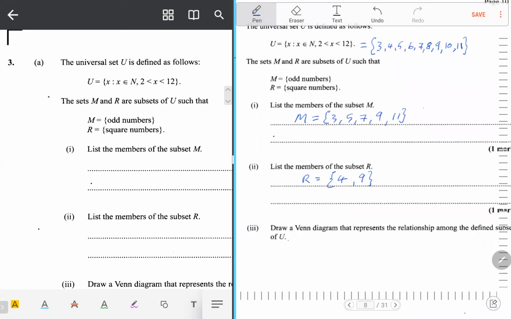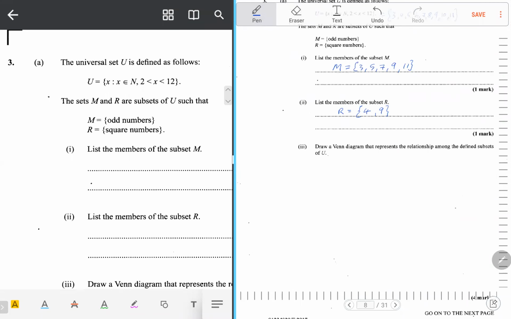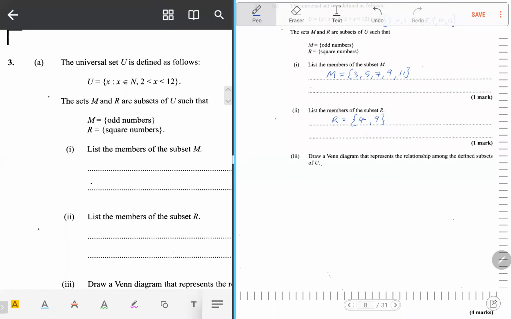And then down here now, they want us to draw a Venn diagram to represent that information. All right, so draw a Venn diagram to represent the relationship among the defined sets in U. All right, so remember the Venn diagram, you always start the Venn diagram as a rectangle.